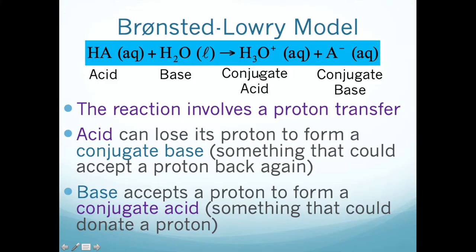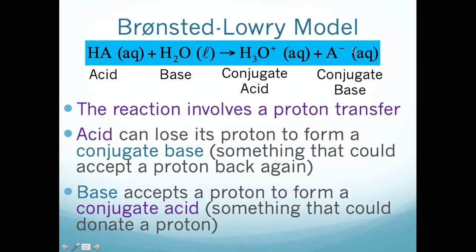Okay, so please note that our conjugate acid and our conjugate base are always on the product side of the equation. They're always on the right-hand side. Okay, our acid and our base are always on the reactant side, on the left-hand side. Okay, and there you have it. So you'll always have an acid and a base, and you'll always have a conjugate acid and a conjugate base when you see these reactions.